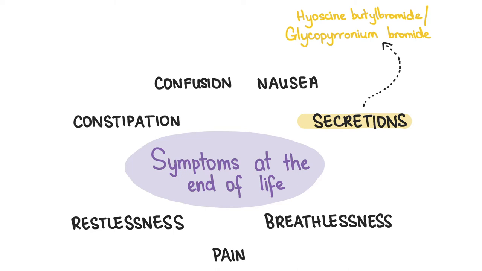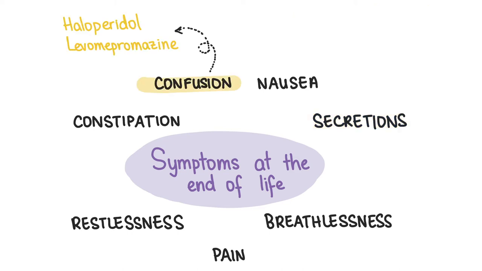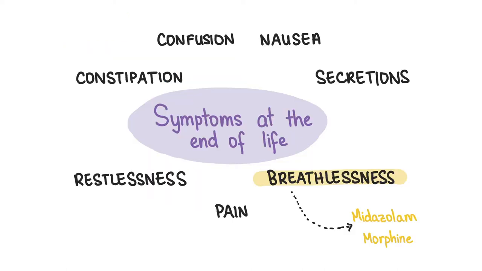Excessive respiratory secretions, although they usually cause no trouble to patients, can be shocking for their family and friends to observe and hear. They can be managed conservatively by preventing fluid overload, or medically using hyoscine butyl bromide, also known as buscopan, or glycopyrronium bromide. Confusion, restlessness, and anxiety can be symptoms of a reversible condition or maybe natural symptoms of dying. Underlying reversible causes for confusion should be ruled out before treating with haloperidol or levomipromazine. Breathlessness can be treated with midazolam and morphine to suppress the respiratory rate.